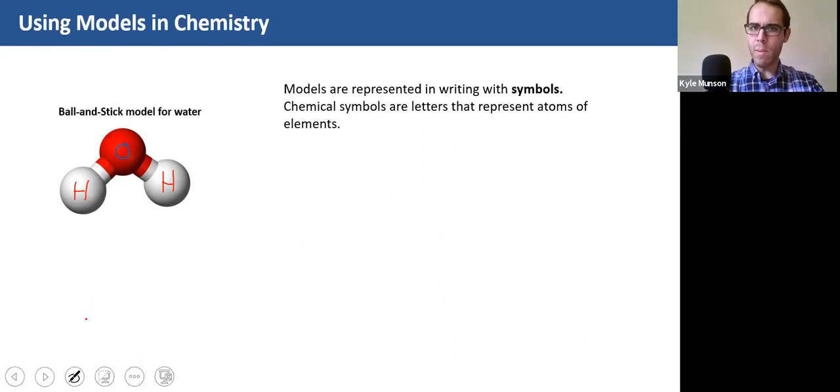So again, models are represented in writing with symbols. And we would know water represented in writing would be H2O. And in this representation that we'll become more familiar with as the class goes on, it doesn't show how the molecules are bound together, but it does represent the atoms involved in making the molecule. And it can give us some more information too, as we'll see later in the class.